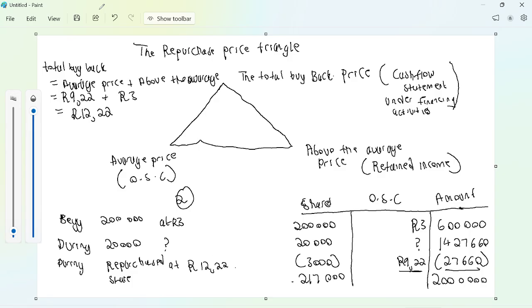This one, and then they say above the average price. Shares repurchased at 12,22, above the average price by 3 rands. Now, in this case, how are you going to calculate your average price? You're going to calculate it by saying 12,22 minus 3 rands. Therefore, you're going to get your average price. This is scenario 3, guys.